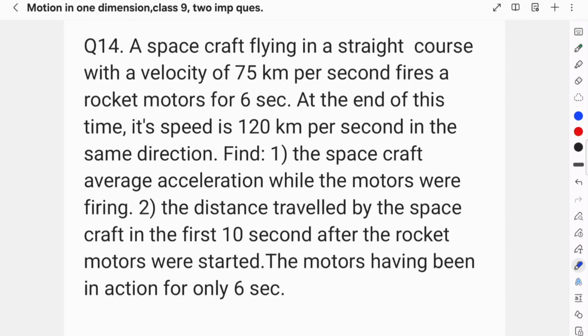Hi students, today let's do two important questions from the chapter Motion in One Dimension of class 9 ICSE.